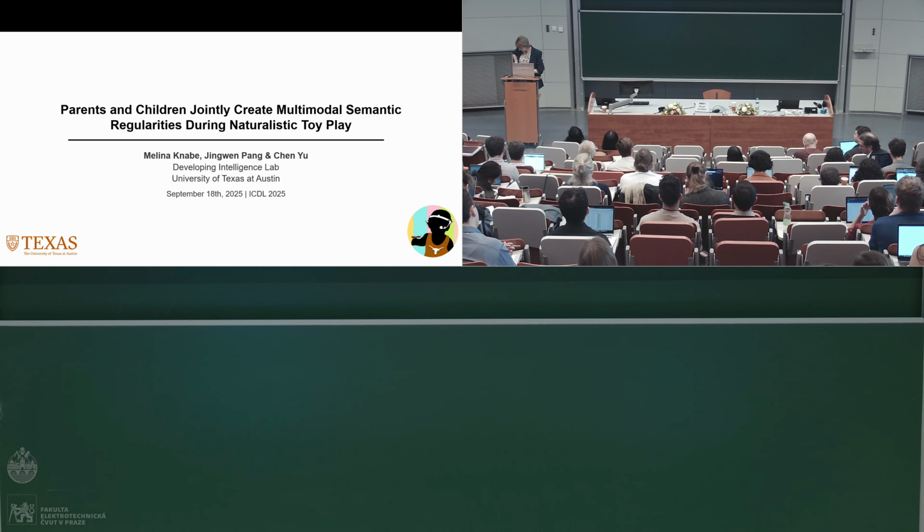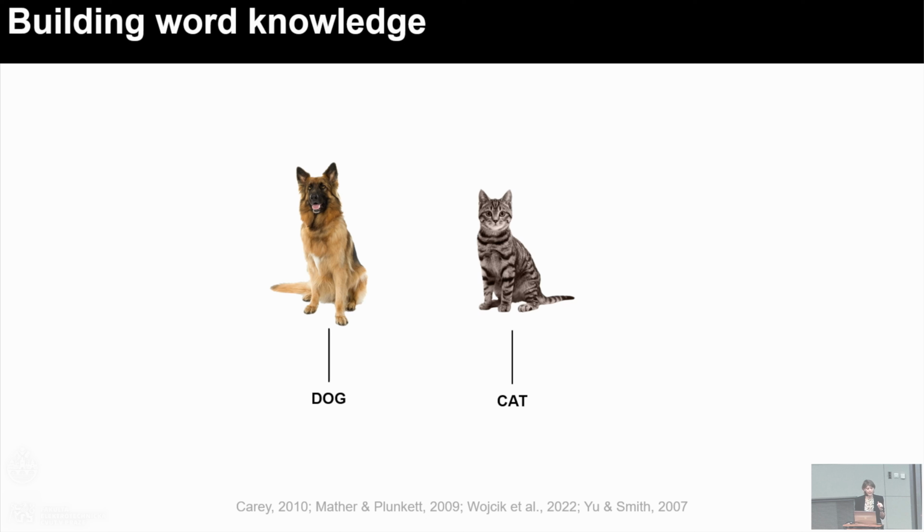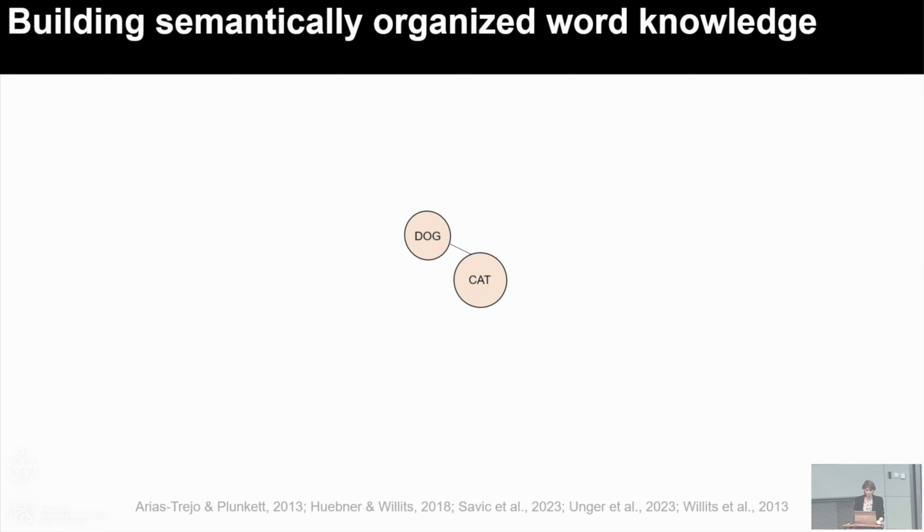Hi, everyone. I'm excited to tell you about the work that I've done at UT Austin, understanding the kinds of multimodal input statistics children might use to learn semantic knowledge. Learning words is a really central task of early development, and the bulk of language development research has focused on children's ability to link words to individual objects. But of course, children also have to learn the ways in which words and objects are meaningfully connected with one another to build a broader lexical semantic system.